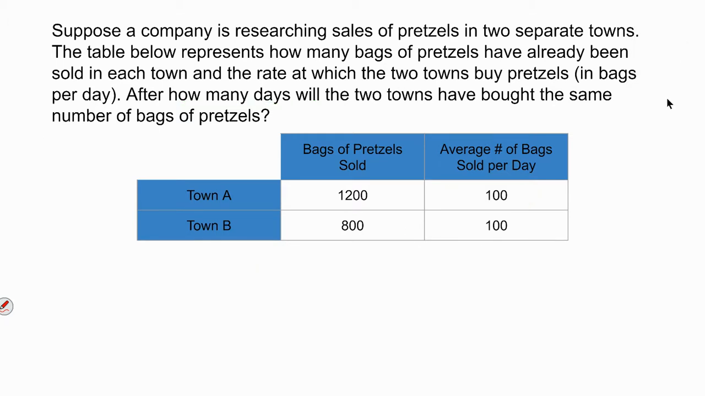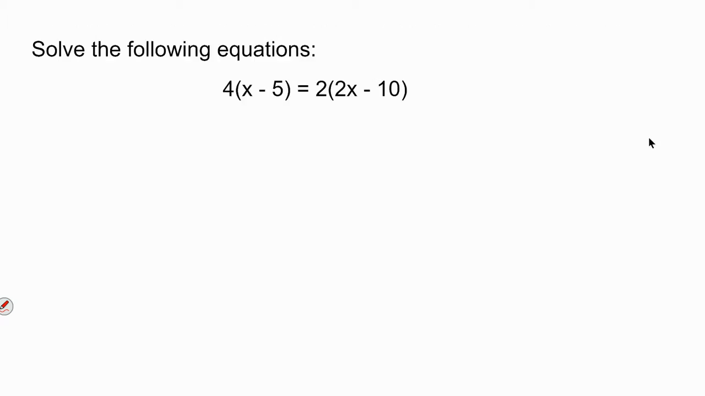So let's dive into this idea a little bit more. Let's look at another equation. So we saw the pretzels that didn't work out. Let's see what happens when I do this one. So I'm going to go ahead and distribute on both sides. So I'm going to solve like we normally would. So let's see, I get 4x minus 20 equals 4x minus 20.